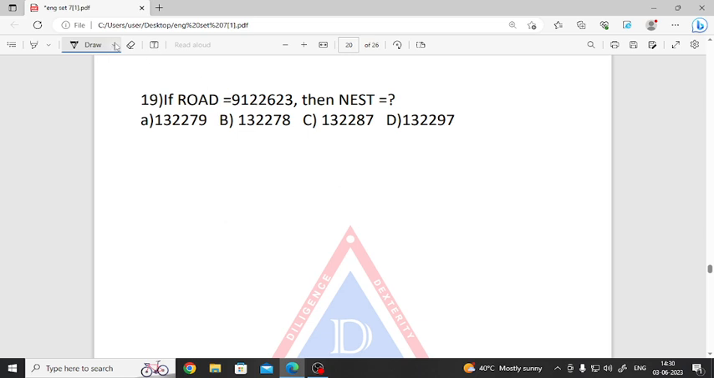What is the question here? The question here, it is written ROAD is written as 9, 12, 26, 23.